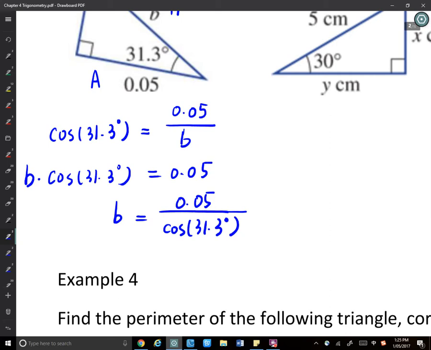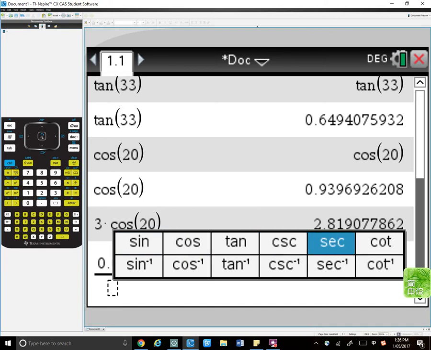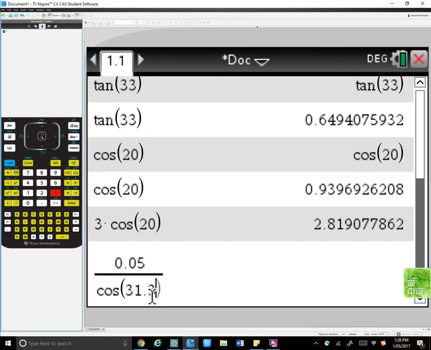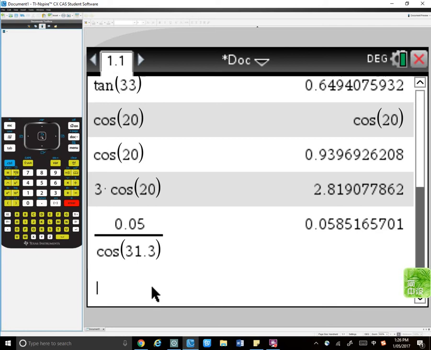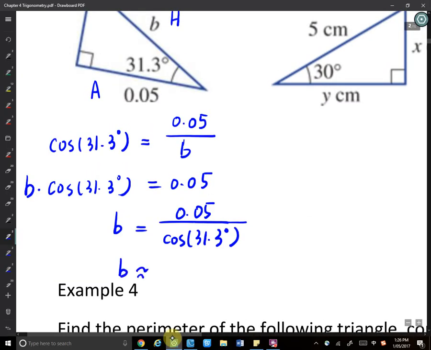And then I want to put the values into the calculator now. 0.05 divided by cosine 31.3 degrees. And that will give me 0.06. 2 decimal places, 0.06.